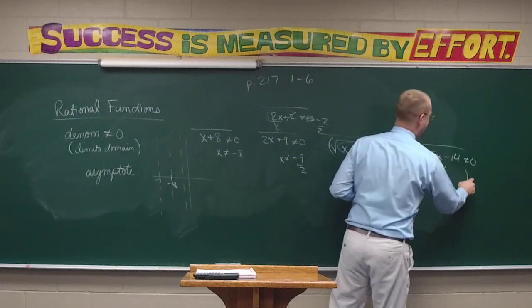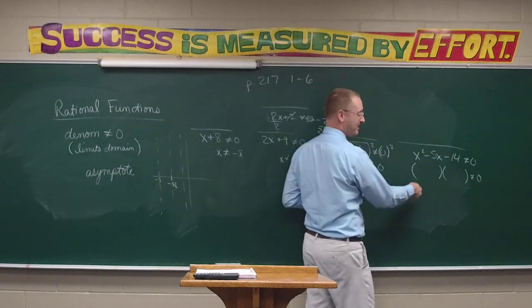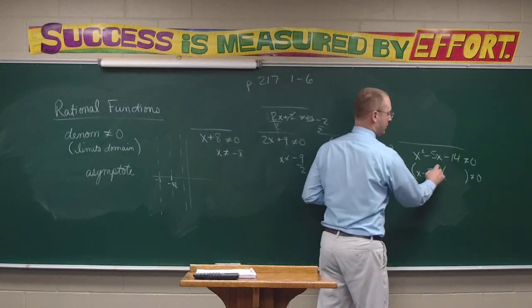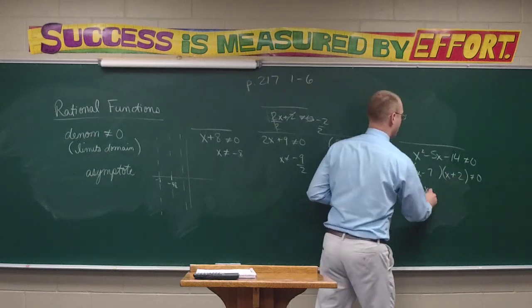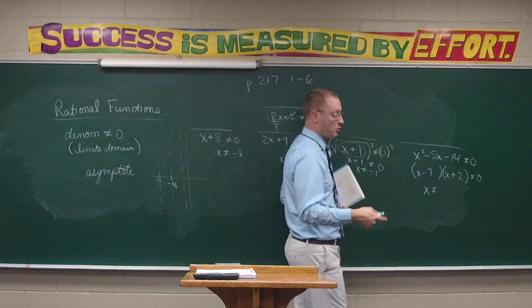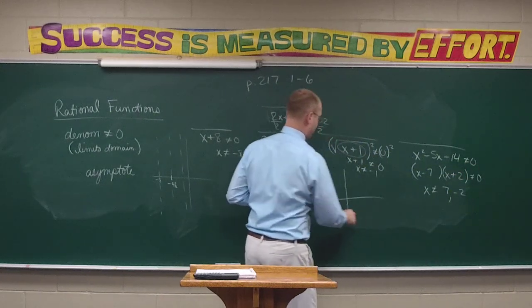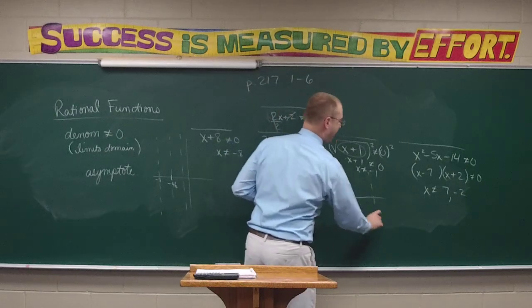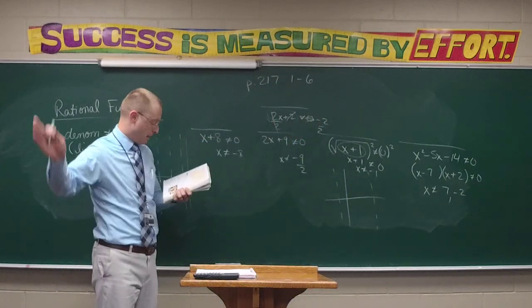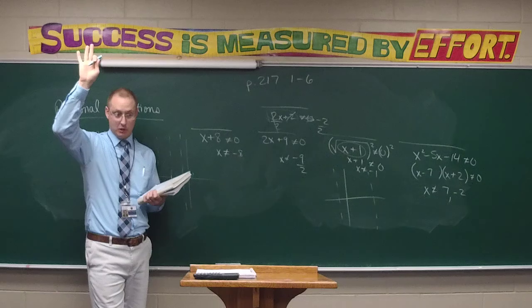Factor it. When we factor it, we end up getting what, anyone? (x − 7)(x + 2). So what two things is x not able to equal? 7 and negative 2. So two asymptotes here. One will be at negative 2, the other at positive 7 on that particular one. How many had 7 and negative 2 for your two asymptotes?